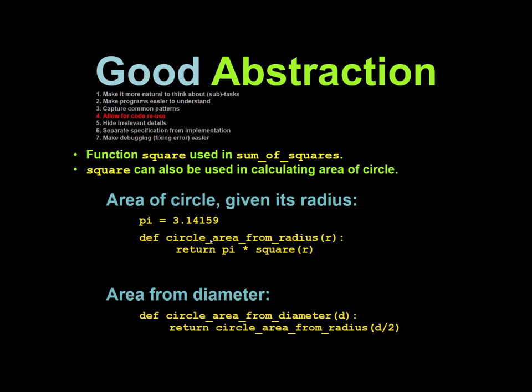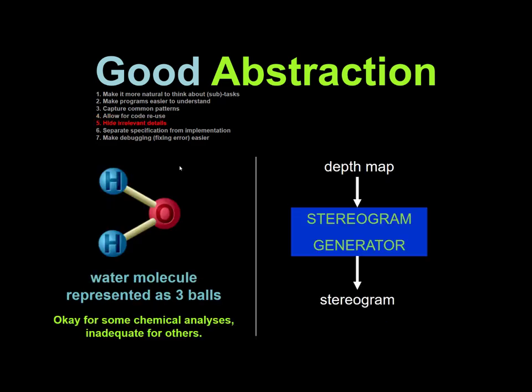So in this case, it's good that you abstract out square as a separate function so that it could be used for circle area from radius as well, besides the sum of squares. 5. Good abstraction is to hide irrelevant details from the user, as in other subjects such as chemistry, where water molecule is represented as H2O. This is good enough for some chemical analysis and it serves its purpose.